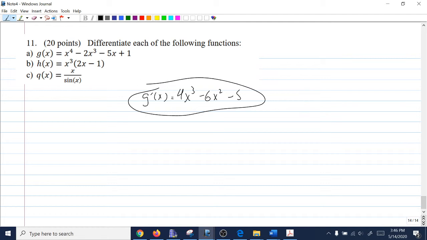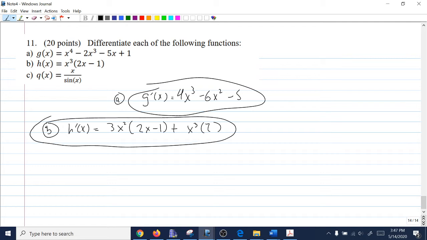H of x, I can use the product rule on. If I use the product rule, h prime of x is derivative of the first, times leave the second part alone, plus leave the first part alone, x cubed, times derivative of the second, which is 2. Didn't say to simplify, don't need to simplify. I'll probably emphasize on the exam, I meant to write, hey, you don't need to simplify. I can simplify the original.